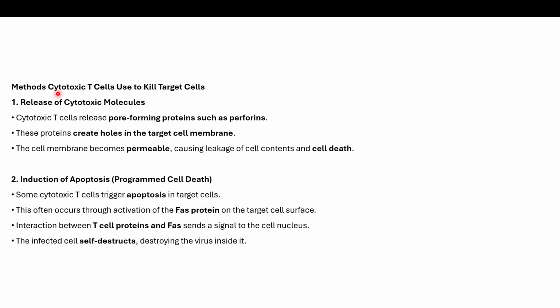So, what are the different methods cytotoxic T cells use to kill the target cells? One is the release of cytotoxic molecules. Cytotoxic T cells release pore-forming proteins, also called perforins, and these proteins create holes in the target cell membrane. The cell membrane becomes permeable, causing leakage of cell contents and cell death. Also, they induce apoptosis, which is called programmed cell death. Some cytotoxic T cells trigger apoptosis in infected or target cells. This often occurs through the activation of a particular protein, Fas protein, on the target cell surface.